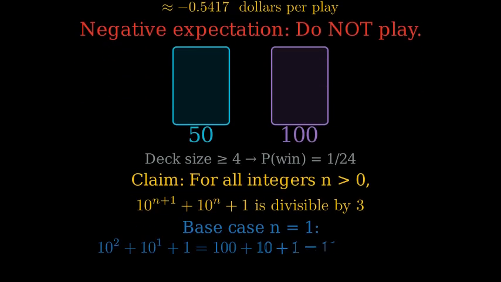10^2 + 10^1 + 1 equals 100 + 10 + 1, which is 111. 111 is 3 times 37, so it is divisible by 3. Inductive step. Assume for some n at least 1 that 10^(n+1) + 10^n + 1 is divisible by 3. We must show the same holds for n plus 1.